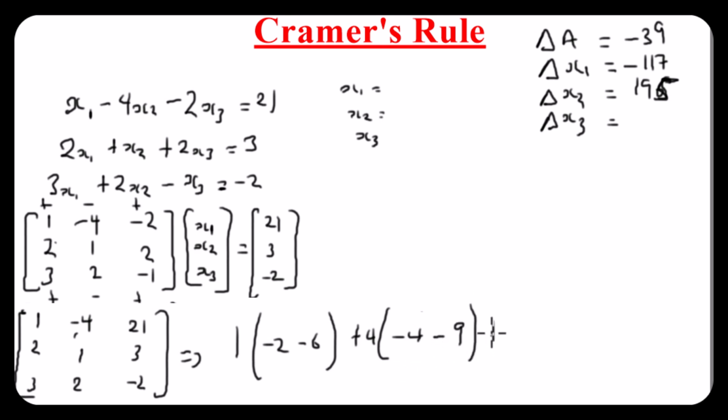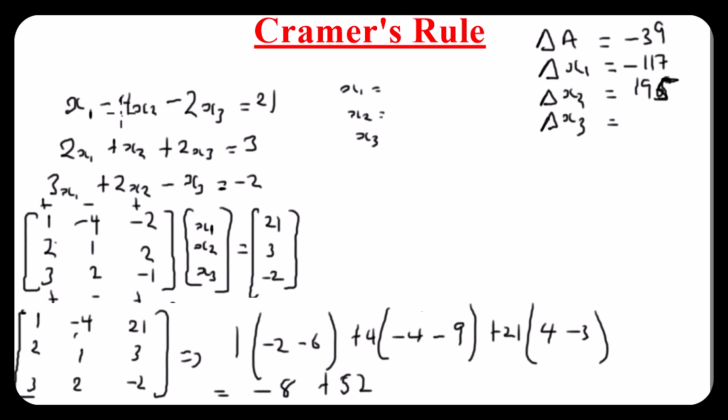So lastly, +21. 2 times 2, that's 4. 3 times 1, that's 3. So 4 minus 3, and this is what we have. Simplifying this, -2, -6 is -8. -8 times 1, so we have -8. -4, -9, that's -13 times 4, that's 52. And 4 minus 3 is 1.